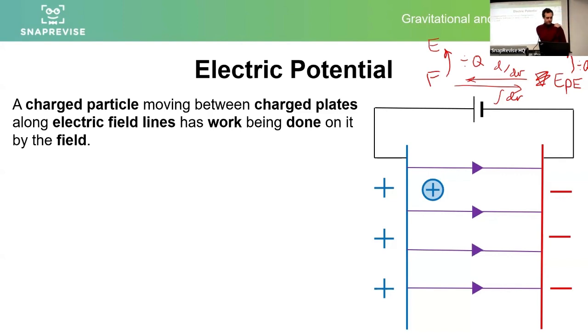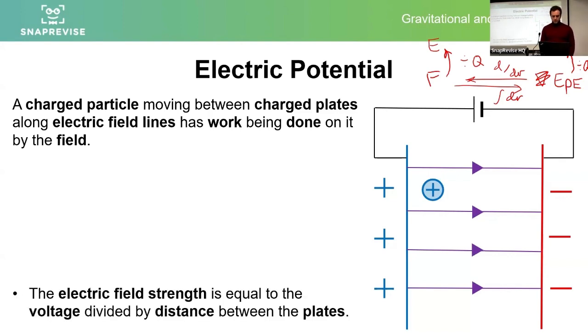That rectangle of relations is the same, but you just need to tweak the symbols and the names. A charged particle moving between charged plates along electric field lines has work being done on it by the field. Undoubtedly true. So the work done is the force times the distance. Our definition of work done is force times the distance moved in the direction of the force.